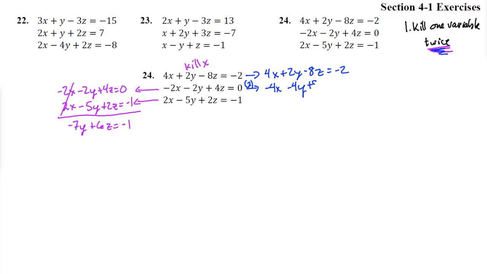And this one, timesing all of these by 2, we get a negative 4x minus 4y plus 8z equals 0. Add these together, the x's, look at that, gone. That's what we planned on. Positive 2y and a negative 4y is a negative 2y. And then we have negative 8z and 8z equaling, oh, they're gone too. We just got rid of the x's and the z's in one.